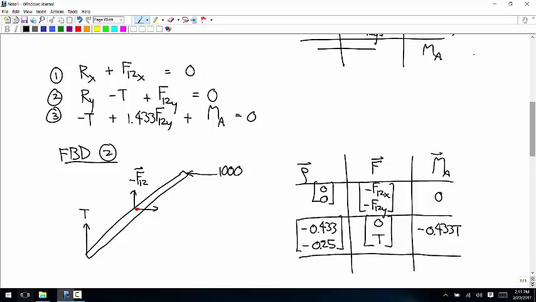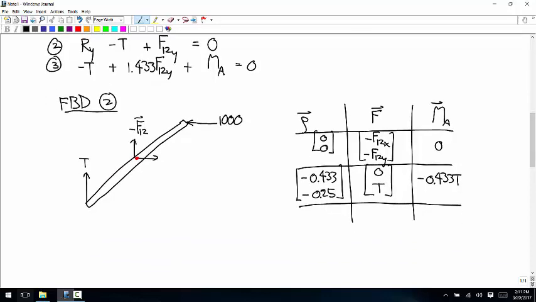And then the 1,000 Newton force, the rho vector is positive 0.433, positive 0.25. Force is negative 1,000, zero. And so that is positive 250.